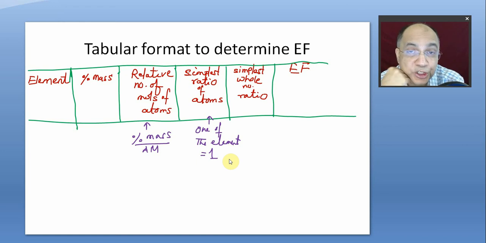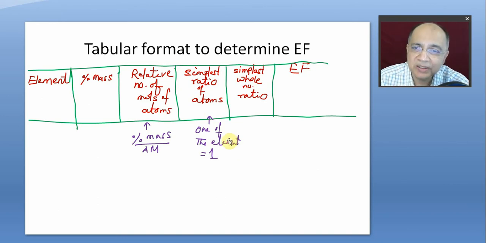But if it is close to 0.5, then make it 0.5. If it is close to 0.25, make it 0.25. If it is close to 0.3333, make it 0.333. Then you multiply by suitable factors to get the simplest whole number ratio. And that whole number ratio is nothing but the empirical formula.